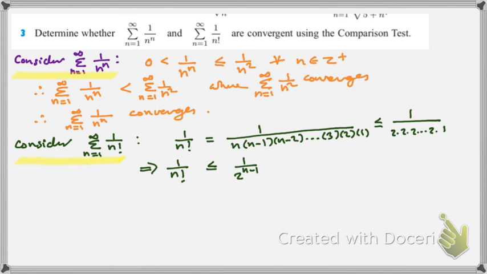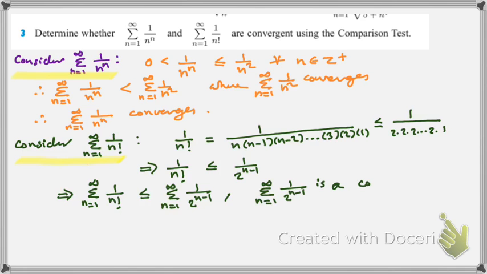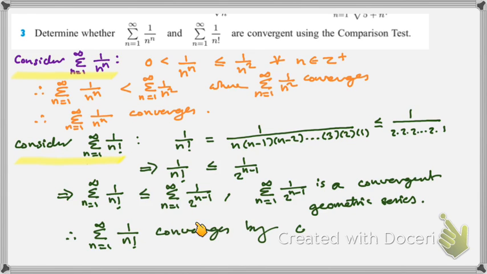Now when I apply sigma on this, the right hand side one, my bn becomes a convergent series because it's geometric. 1 by 2 raised to n minus 1 is a geometric series, and the common ratio of it is 1 by 2, which is less than 1, so it converges. And if that converges, sigma of an also converges by comparison test.